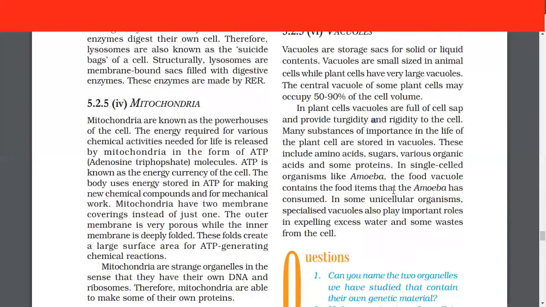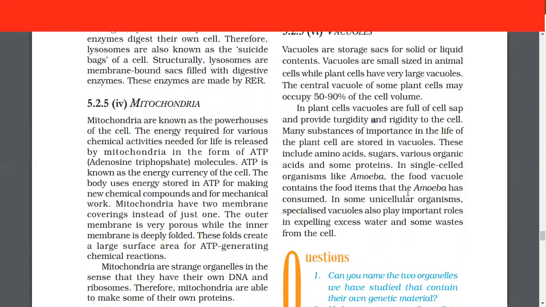Vacuoles. Vacuoles are storage sacs for solid or liquid contents. Vacuoles are small sized in animal cells, while plant cells have very large vacuoles. The central vacuole of some plant cells may occupy 50 to 90% of the cell volume. In plant cells, vacuoles are full of cell sap and provide turgidity and rigidity to the cell. Many substances of importance in the life of the plant cell are stored in vacuoles.